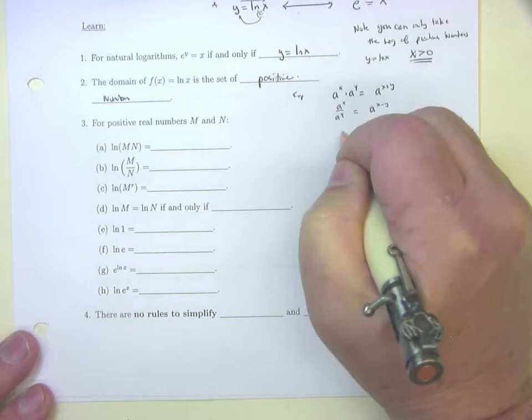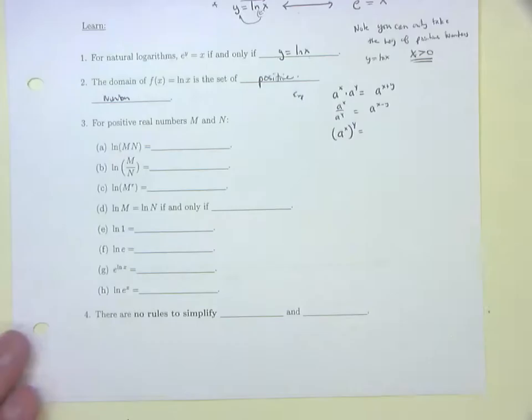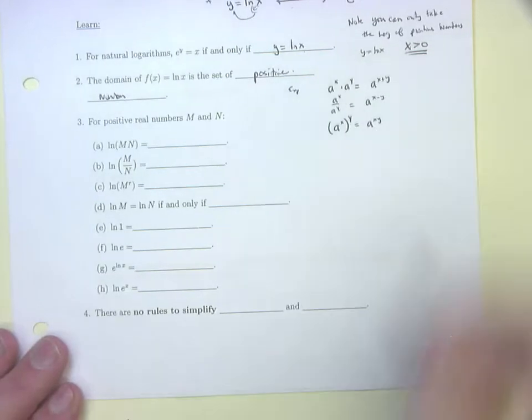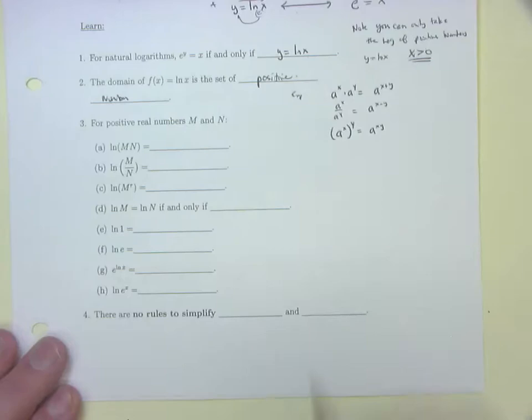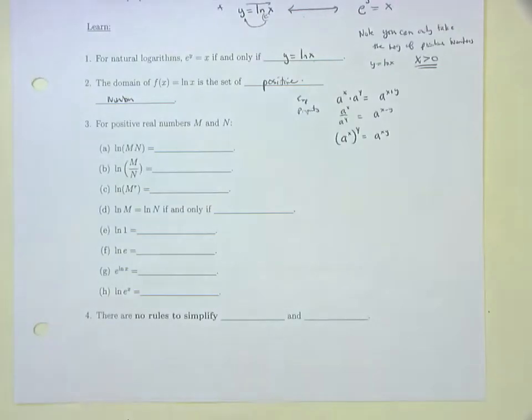And the last one was this. If I have a to the x raised to the y, I've got something raised to a power and then raised to another power. What do I get to do with the powers? Multiply. These were my exponential properties from many, many years ago. Now, as I mentioned to you guys, logarithms solve for exponents. So they are literally the inverse of the exponential functions, but they solve for exponents, so they're going to have the same properties.